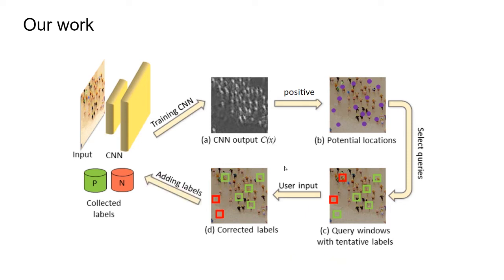The user input yields positive and negative labels, and the iterative scheme can be applied again, starting from A. Similarly to other interactive schemes, this loop is repeated until the user decides to stop. Then, the final object occurrences are the potential locations. I need to clarify two more things: how we train the network and how we select the queries.